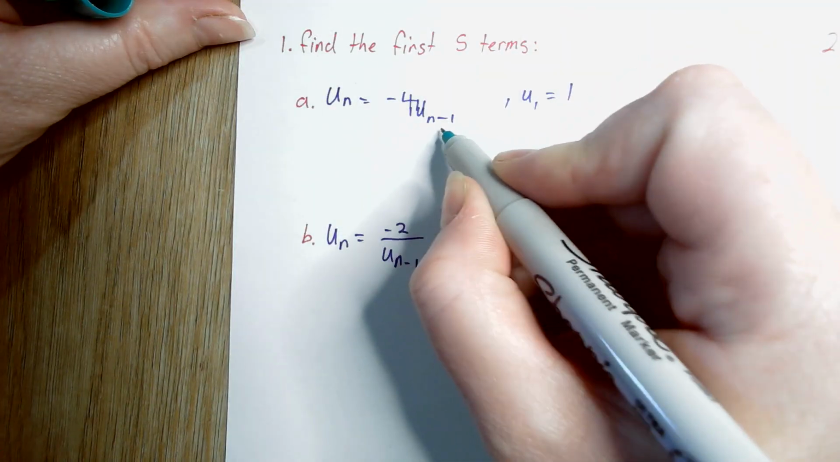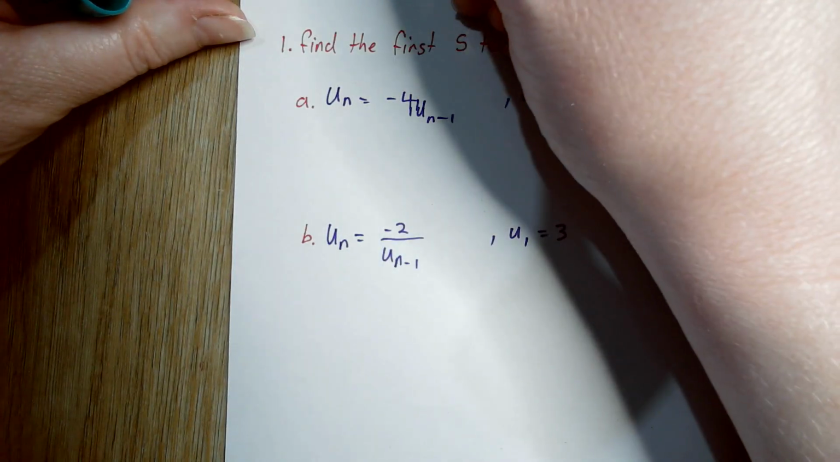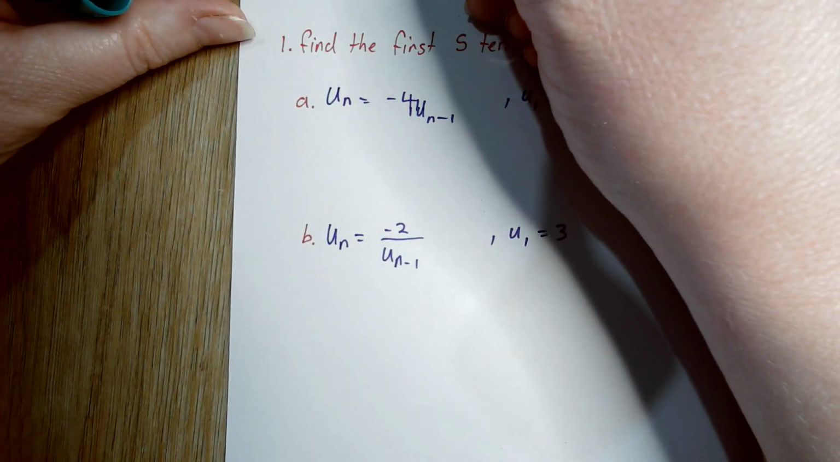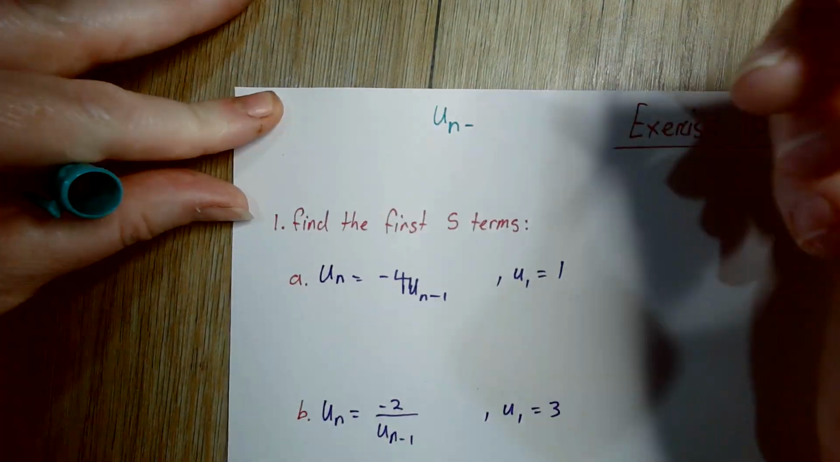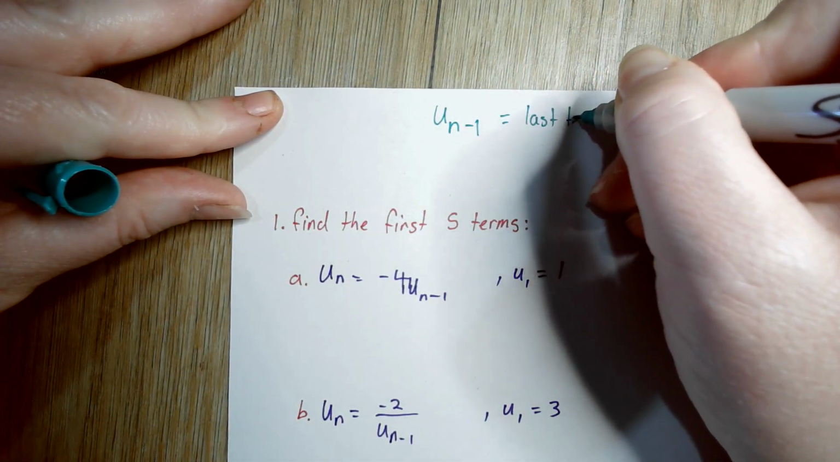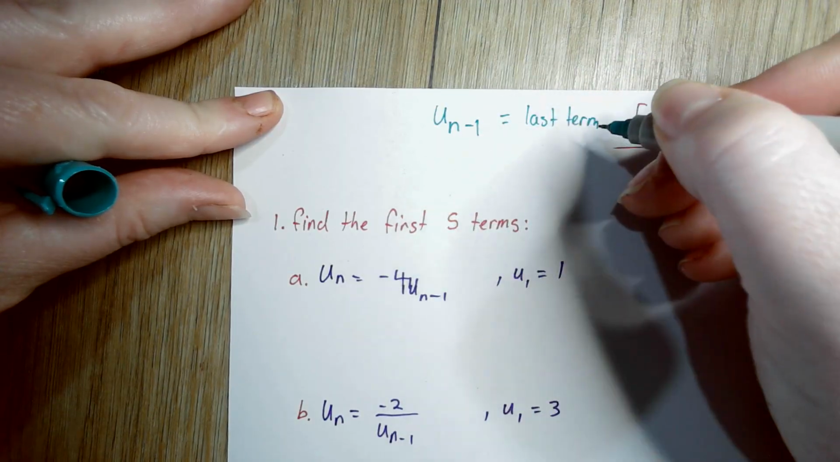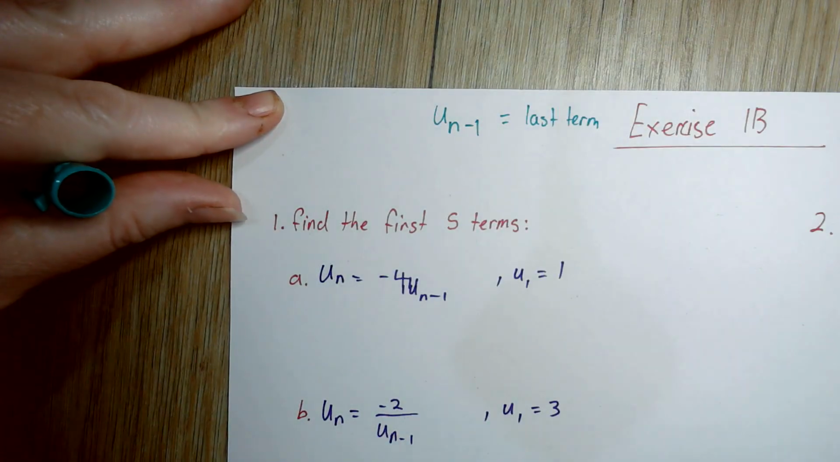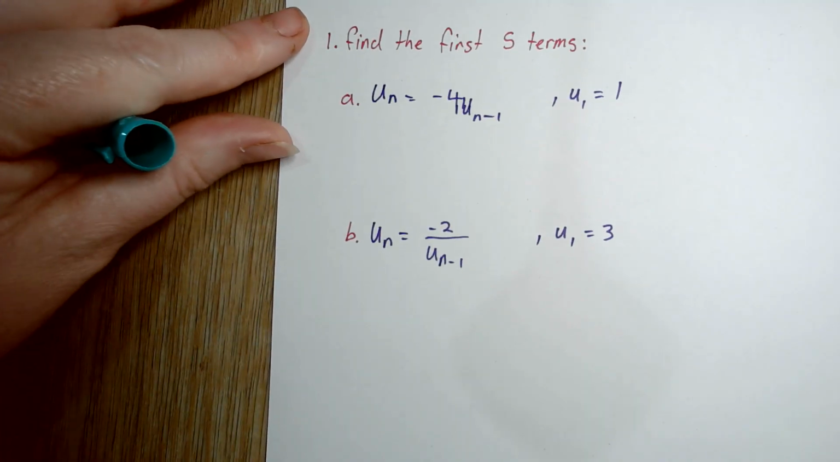And that's what this u to the n minus 1, and if I had have written it nicely, u to the n minus 1, that just means the last term. If it said u to the n minus 2, that would be the term before that, so 2 before. So let's have a look at this one.